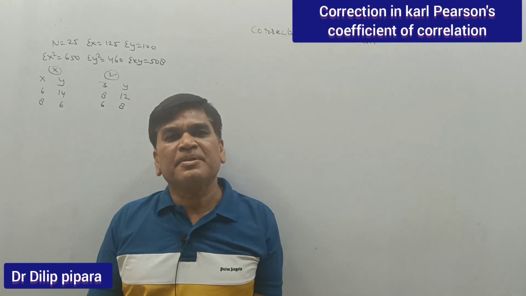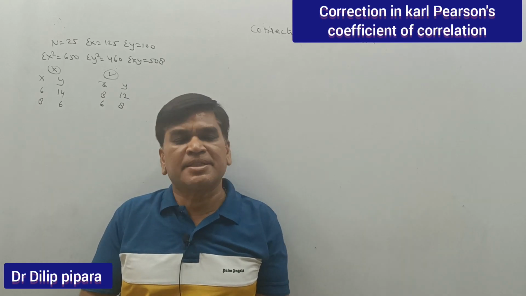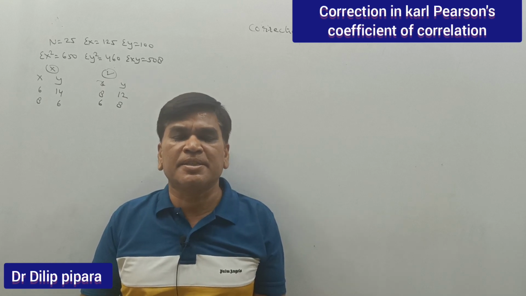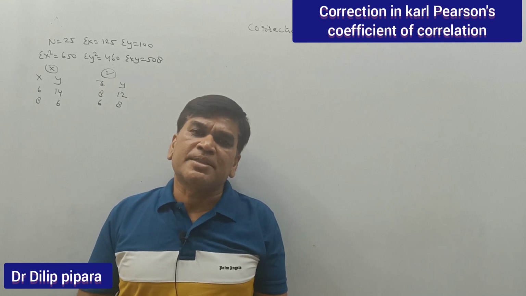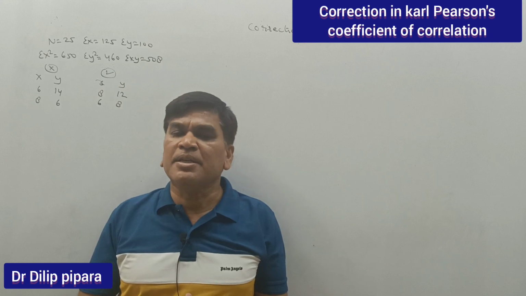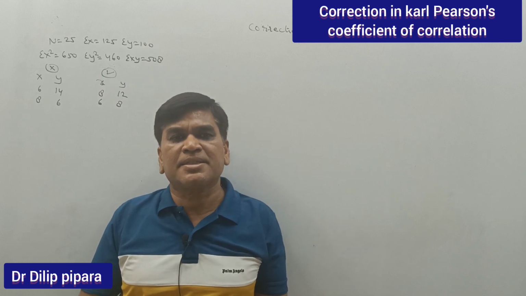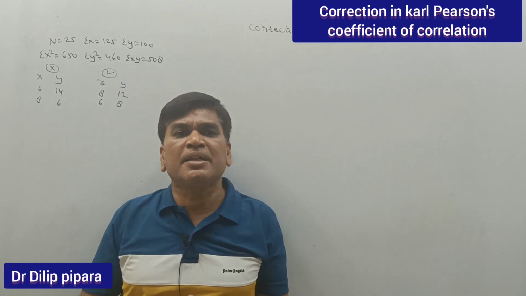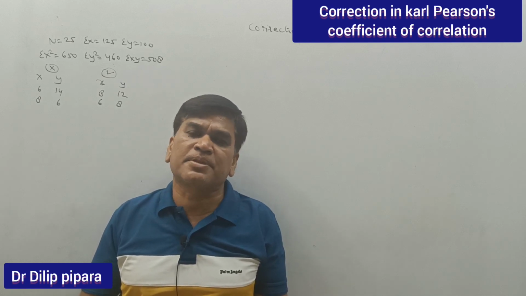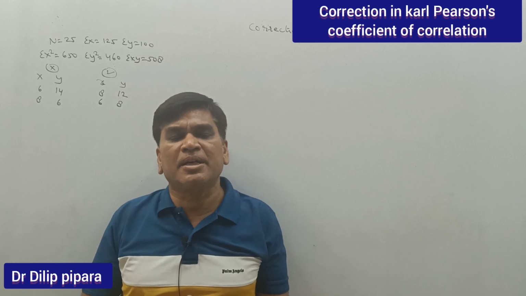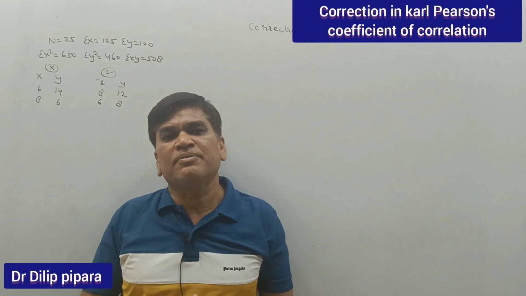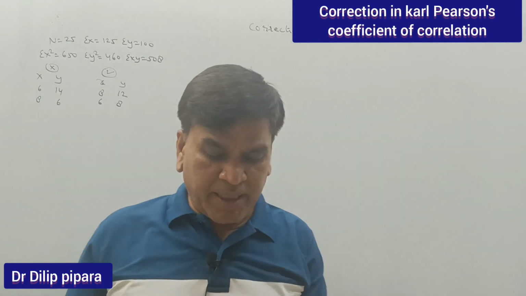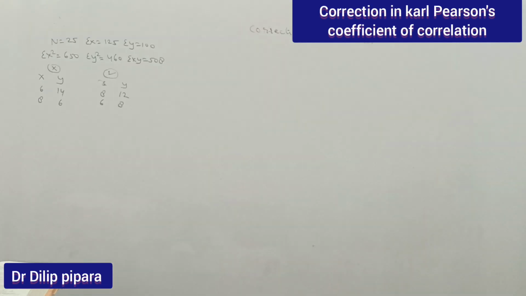In the last video from the correlation chapter, we discussed the graded problem related to the Pearson coefficient of correlation. One or two students wrote in the comment box that I should discuss the correction of the Pearson coefficient of correlation if some mistake is there. That's why I have taken today an equation which has some mistakes.